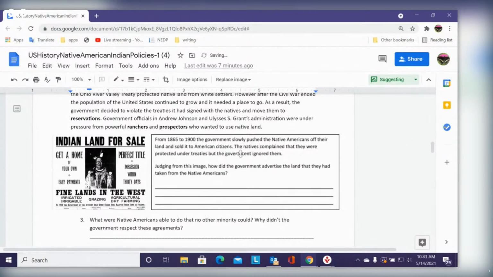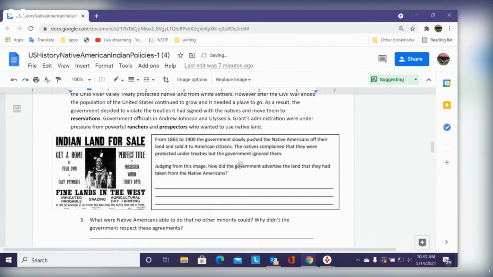From 1865 to 1900, the government slowly pushed the Native Americans off of their land and sold it to American citizens. And at this point, we were under the understanding that natives were not yet citizens. They complained that they were protected under treaties, but the government ignored them. So judging from this image, the poster we just talked about, how did the government advertise the land that they'd taken from the Indians? Well, I'll help you with this one.